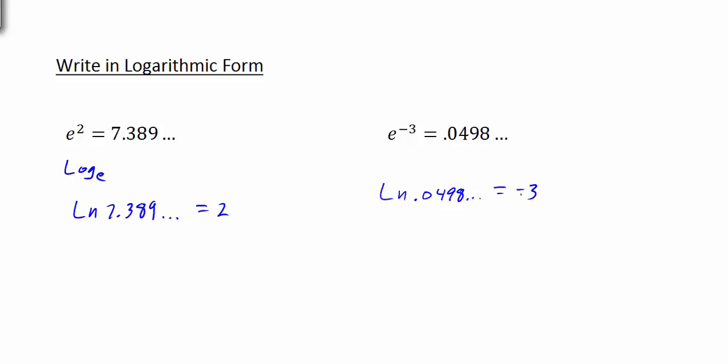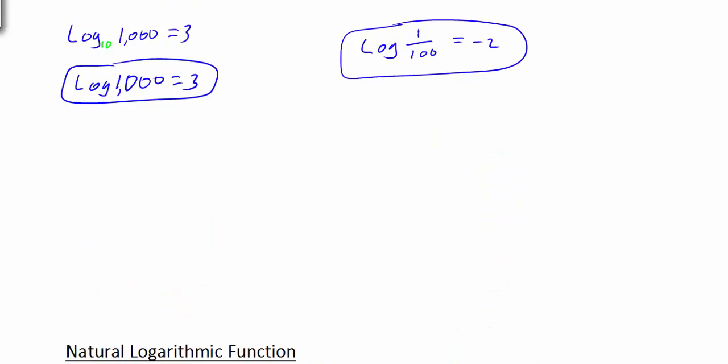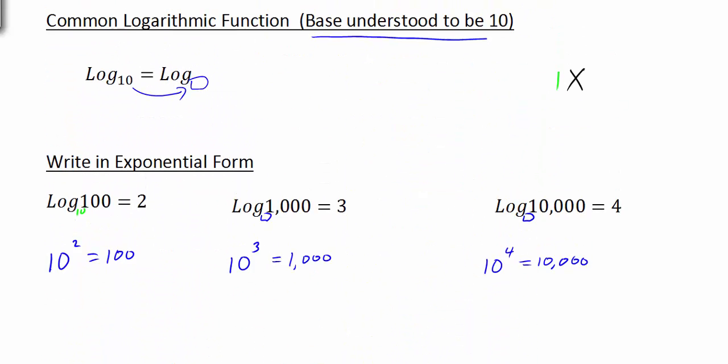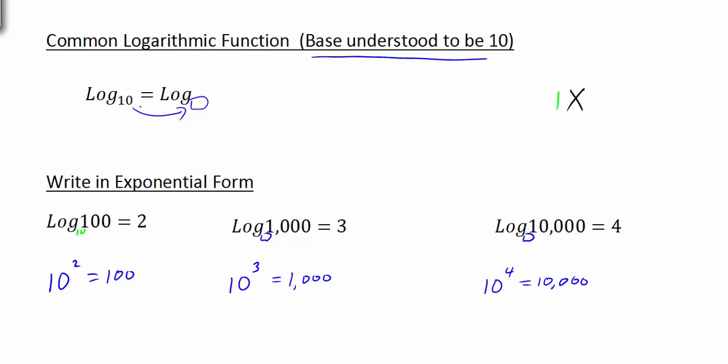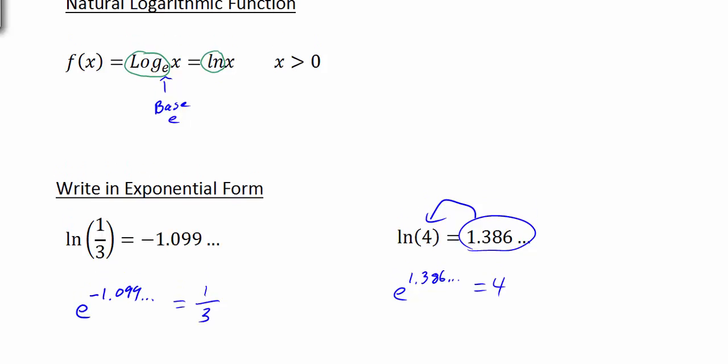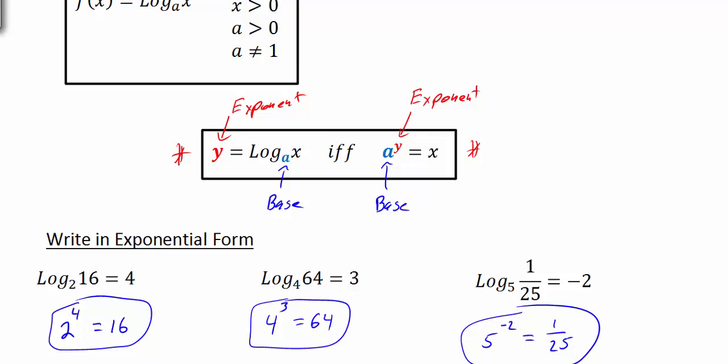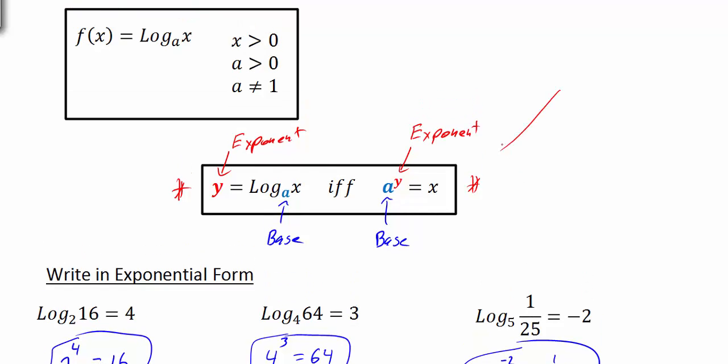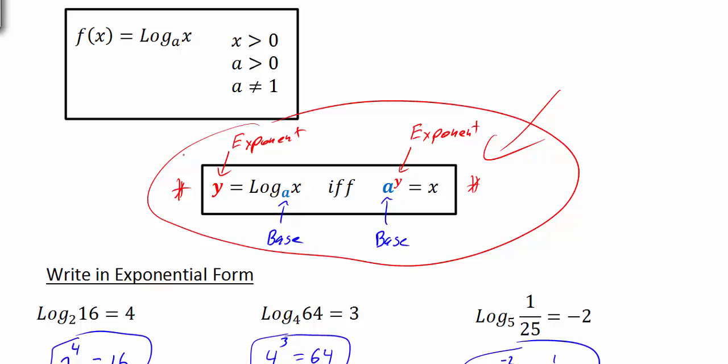So the main thing I want you to get from this video is how to write from exponential form to logarithmic and from logarithmic form back to exponential form. And also be aware of what we mean by the common logarithm with a base of 10 and the natural logarithm where we have a base of e. So once again, make sure that you really understand how to write from logarithmic form to exponential form and from exponential form back to logarithmic form. The better that you understand this idea right here, the easier the rest of this chapter will be for you.